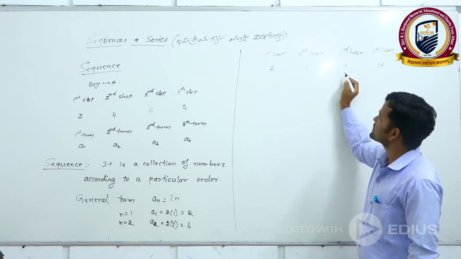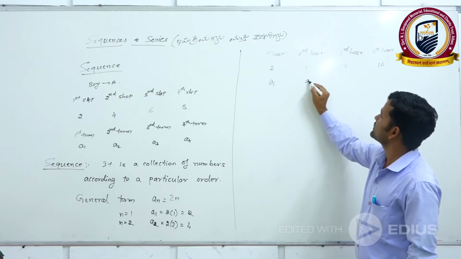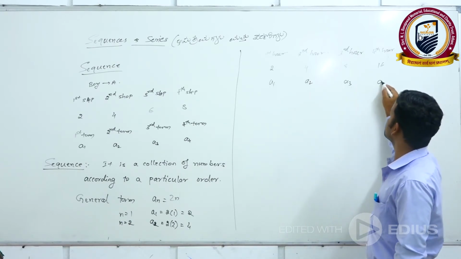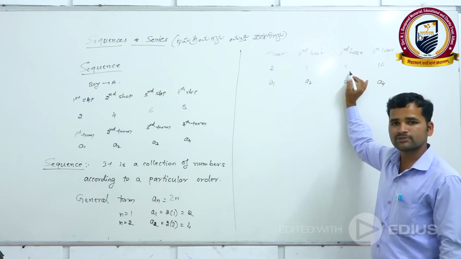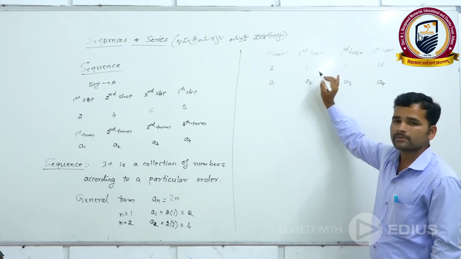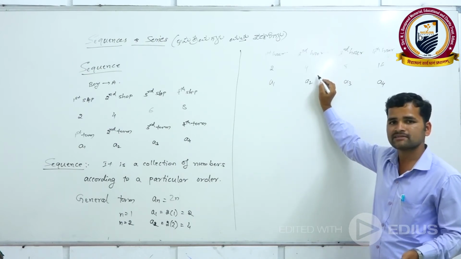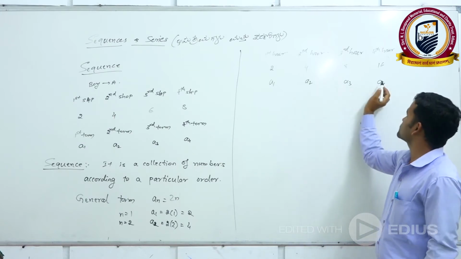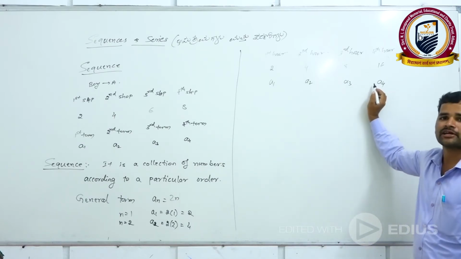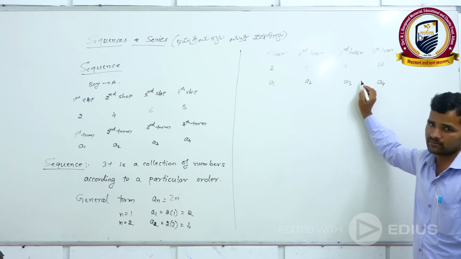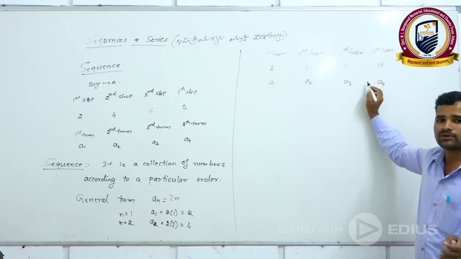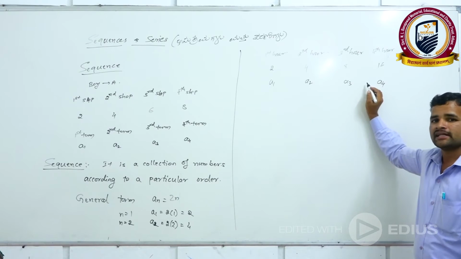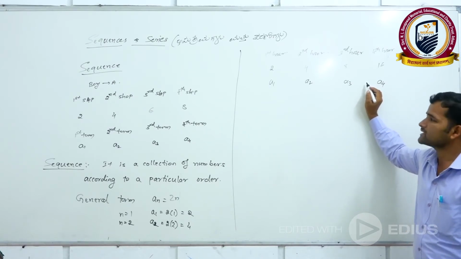Now coming to the third term, a1, a2, a3, a4. The third term is obtained by multiplying the previous term, that is the second term, by 2. And what about the fourth term? The fourth term is obtained by multiplying the previous term by 2. That means the fourth term is obtained by multiplying the third term by 2.